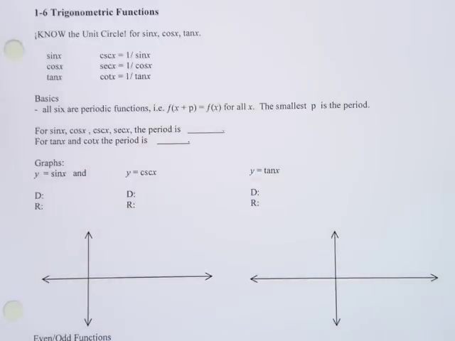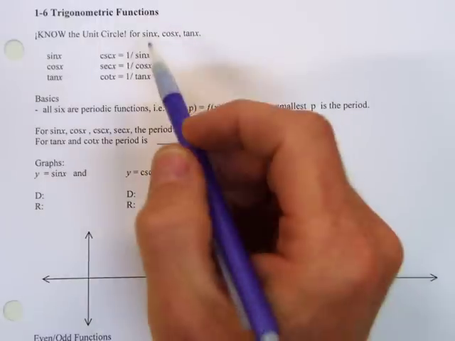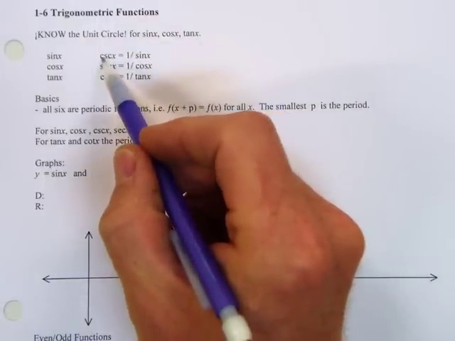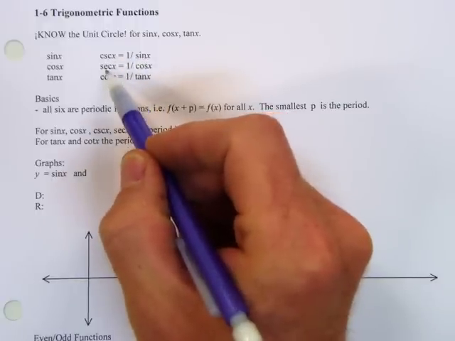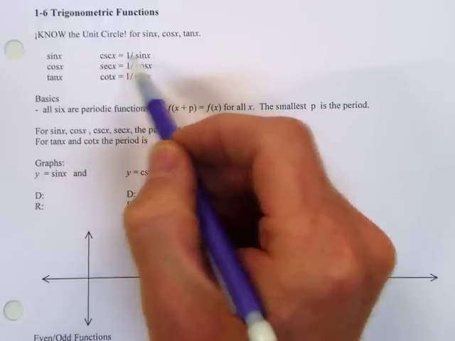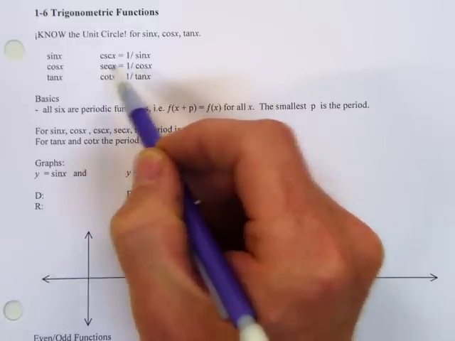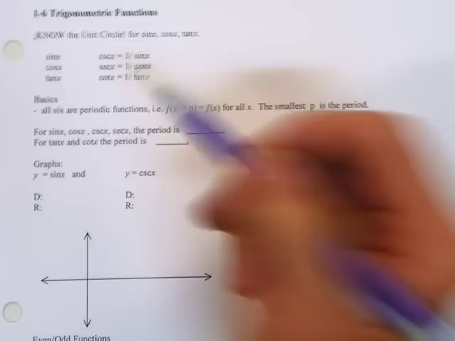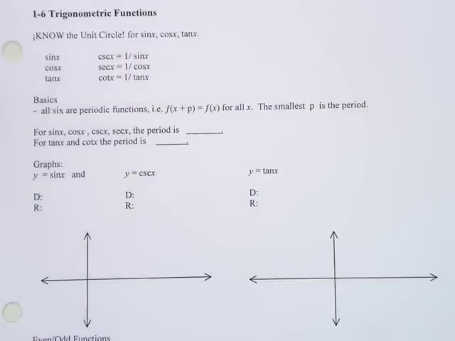Trigonometric functions. First, you need to know the unit circle cold for sine, cosine, tangent. You realize that cosecant goes with 1 over sine, secant 1 over cosine, cotangent 1 over tangent. One way, if you do have any trouble with remembering this, if you look at the first letters for the secant and cosecant, cosecant goes with it, C goes with S, S goes with C. You'll never have S go with S. Just a little thing there.